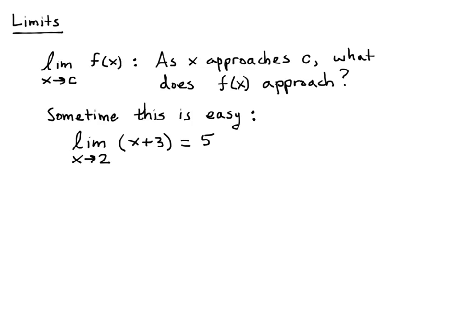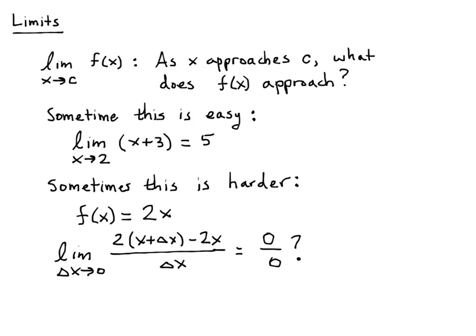Okay, so this is really easy. As x goes to 2, what does x plus 3 go to? 5, right? I mean, this is fairly simple. Now, we'll discover why we can do it just by substituting. Sometimes we can substitute, and sometimes we can't directly substitute. But this one is fairly straightforward.